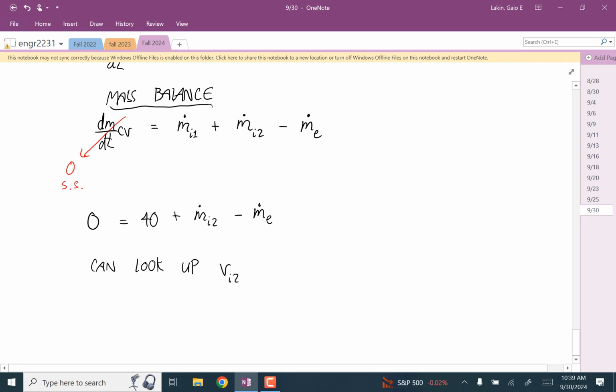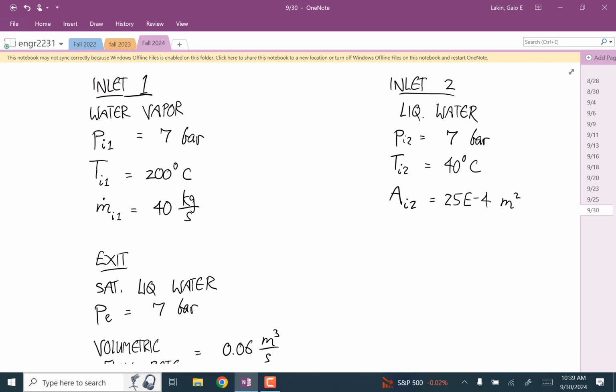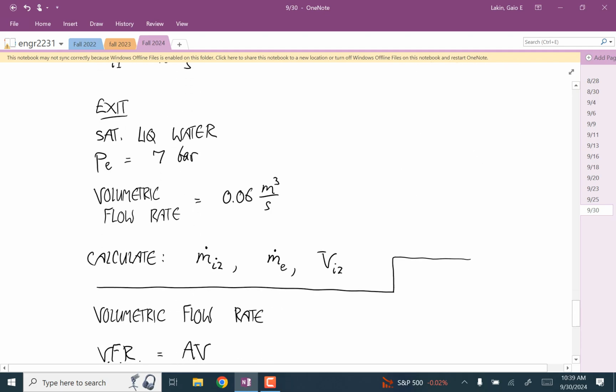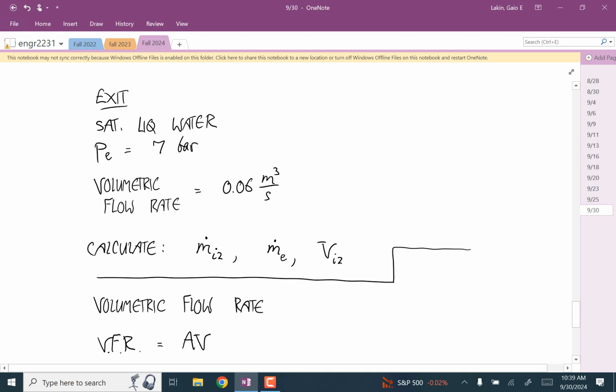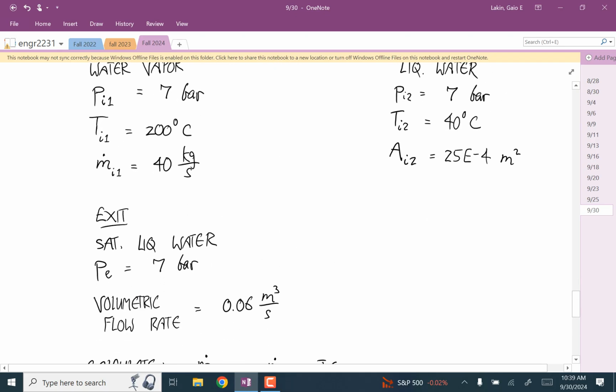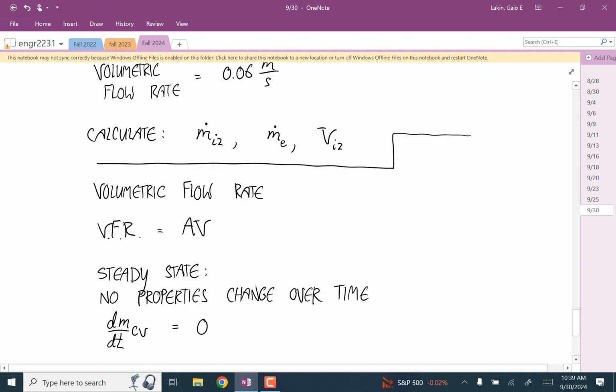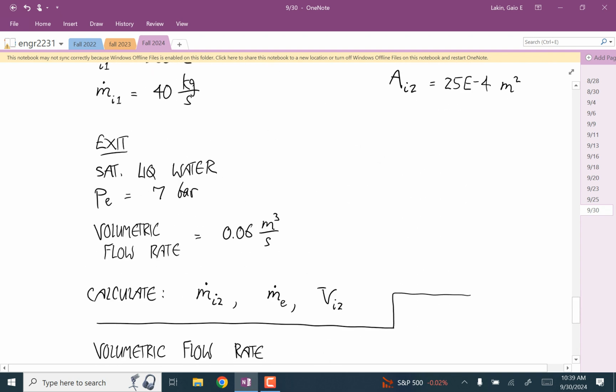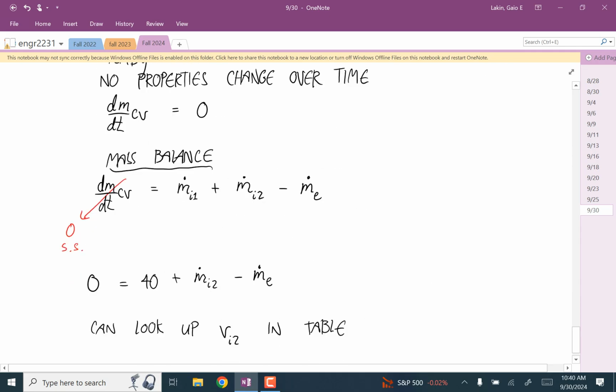So that's at inlet 2. What can we look up at inlet 1? Well, we have the mass flow rate. We could look up anything we want. I'm not sure that we're going to need anything there. And then, do we have what we need to look things up at the exit? Yeah, because it's saturated, so you only need one property to look that up.